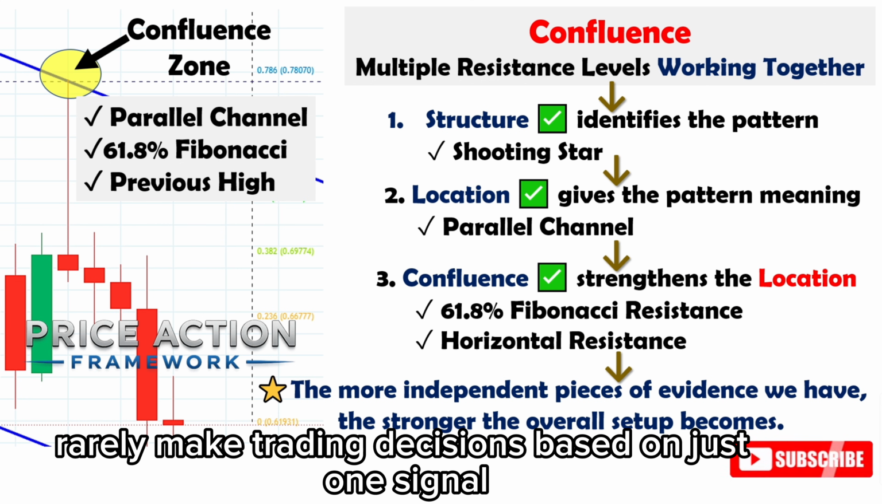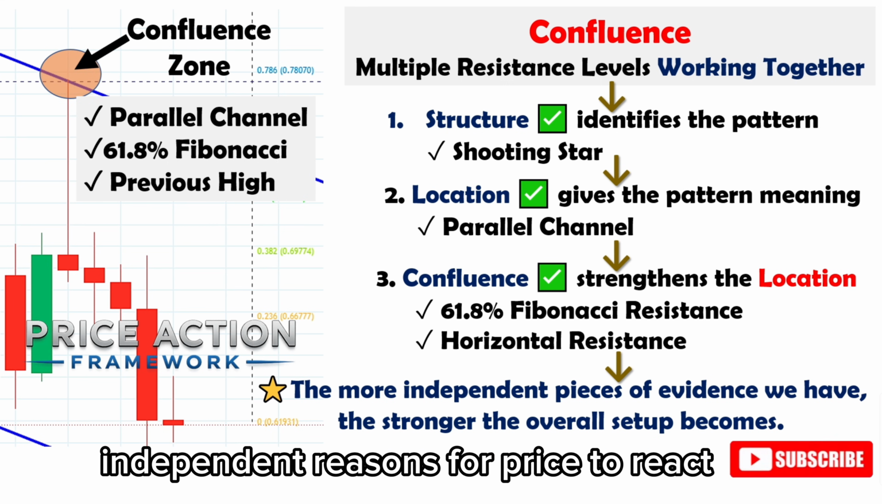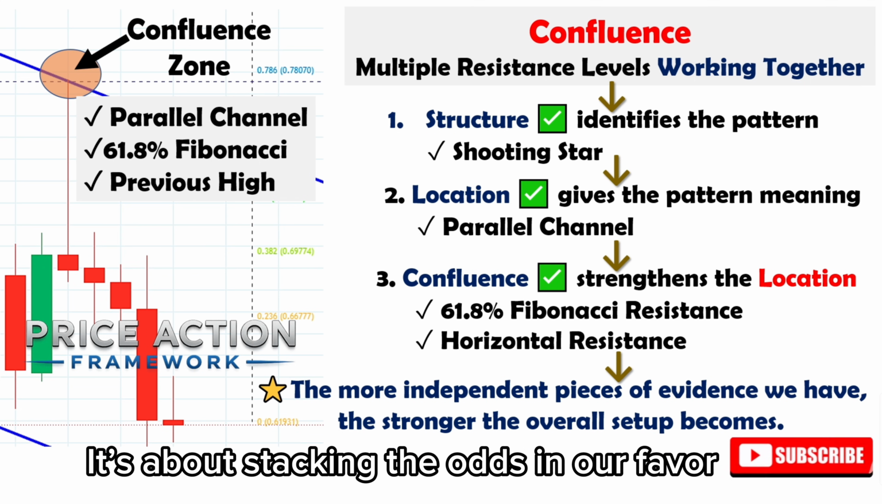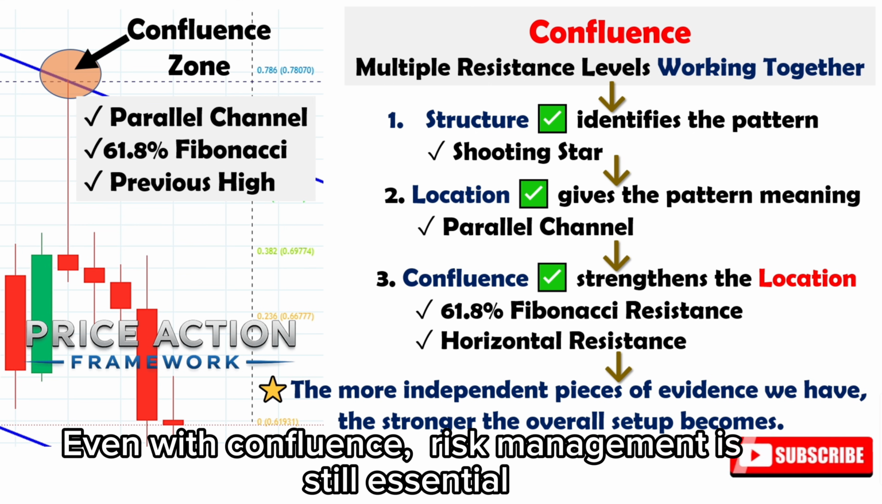Professional traders rarely make trading decisions based on just one signal. Instead, they look for multiple independent reasons for price to react. Because trading isn't about predicting the future, it's about stacking the odds in our favor. And remember, no single factor guarantees a reversal. Even with confluence, risk management is still essential.